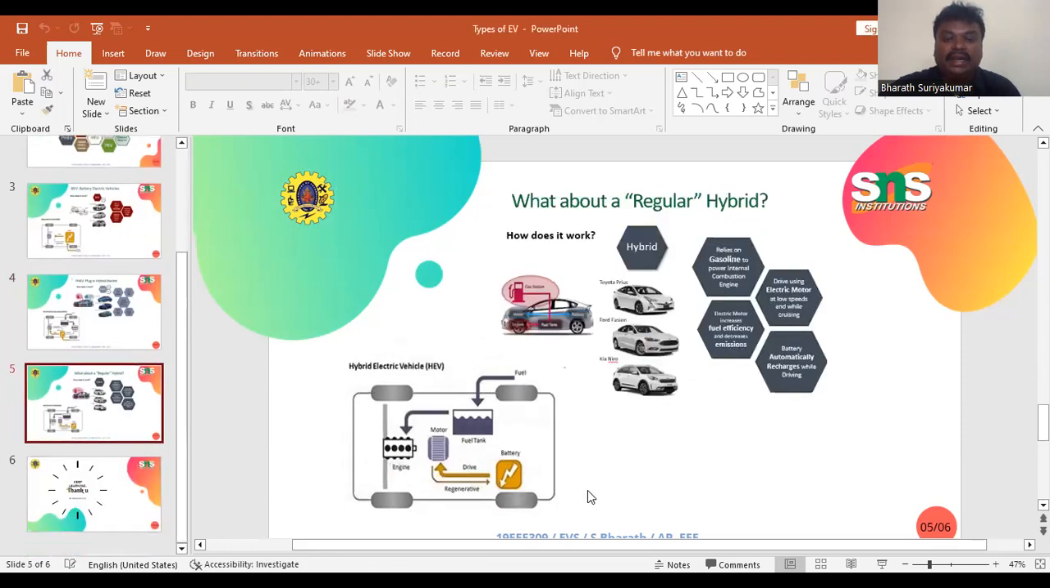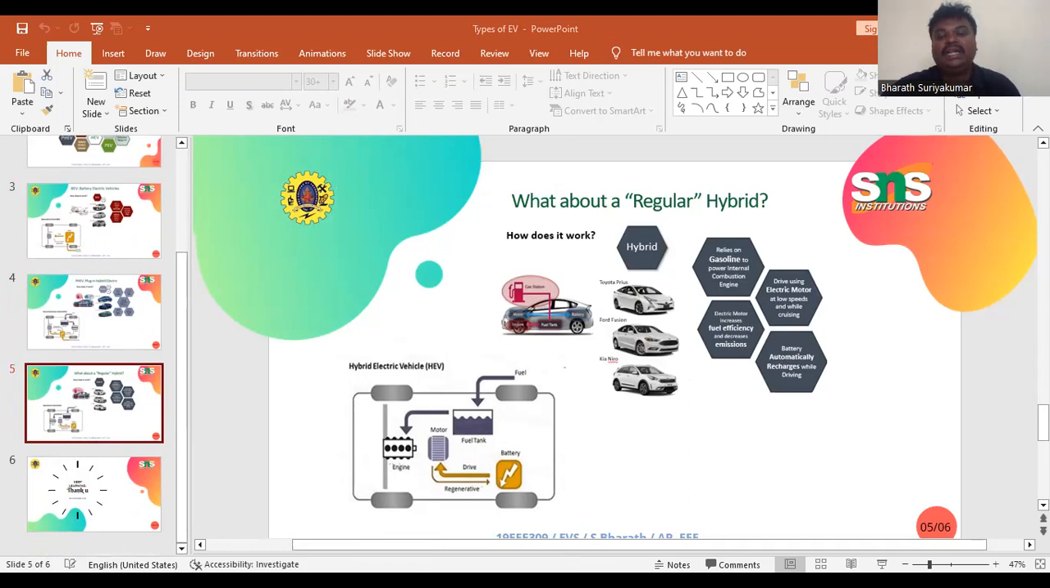Next comes the regular hybrid electric vehicle. What does this regular hybrid electric vehicle deal with? What is the difference between an HEV and a PHEV? Both combine an electric motor and an internal combustion engine to provide propulsion. The electric motor supplements the gas engine and improves the fuel efficiency, but the vehicle still relies primarily on gasoline as its fuel source.